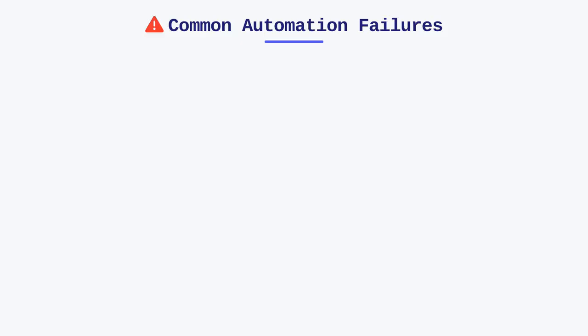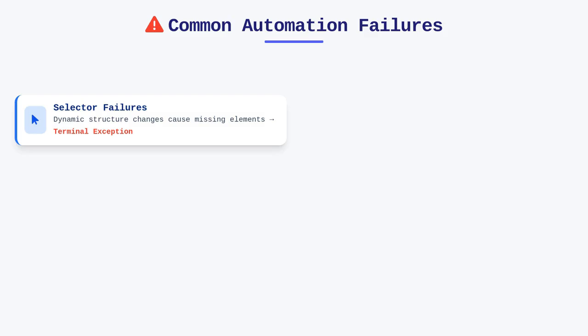Consider the common triggers that lead to these failures, starting with selector failures, which occur when the underlying structure of a web page or a Windows application changes dynamically. When a UI element that was previously visible is no longer present, the engine cannot interact with it, triggering a terminal exception if not explicitly handled.